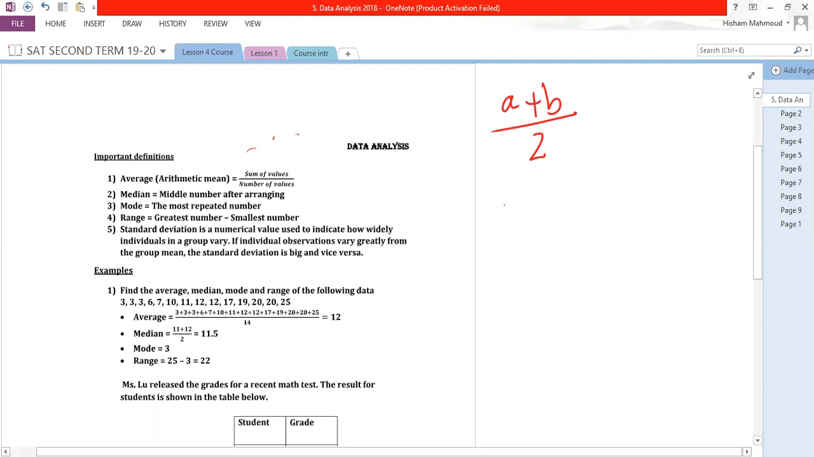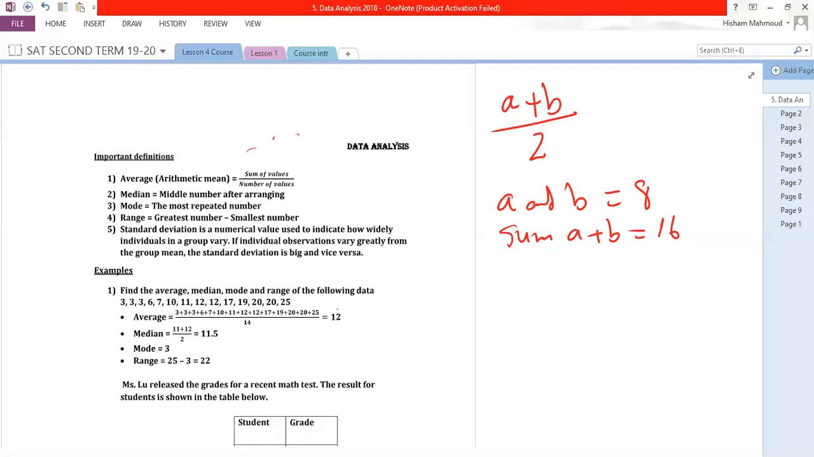For example, if I said that the average of A and B is equal to 8, so what is the sum of A plus B? 16. So there is a big difference: the average of two people is 8, so the sum of them is 16. Maybe the first half 10 and the second half 6, or the first half 12, the second half 4. Okay, but the sum is not necessarily equally divided between them.